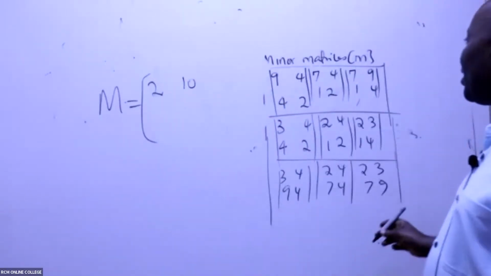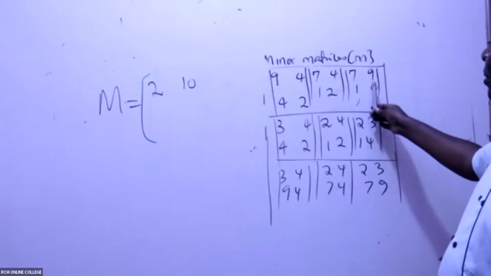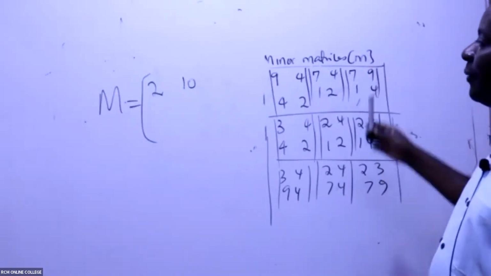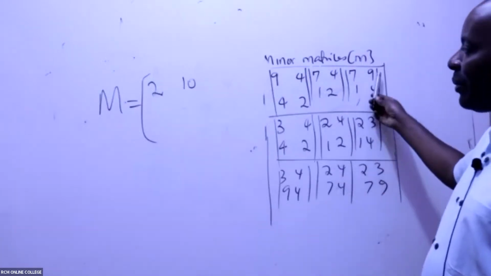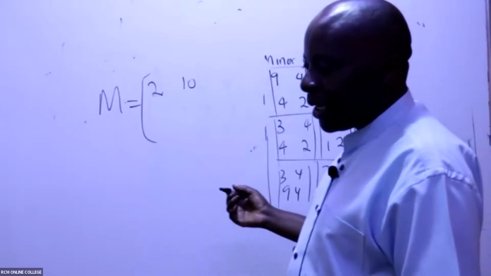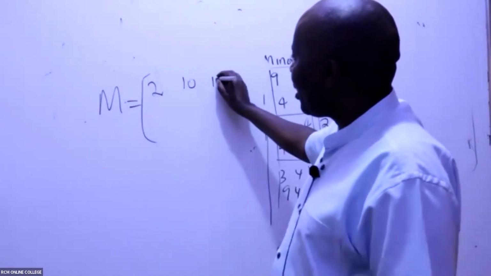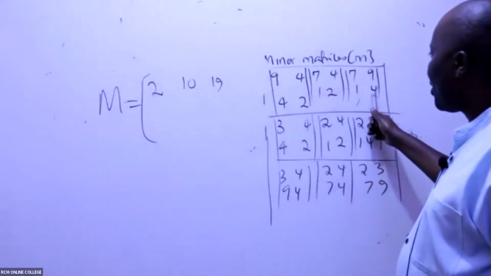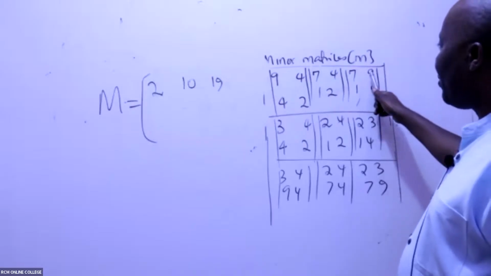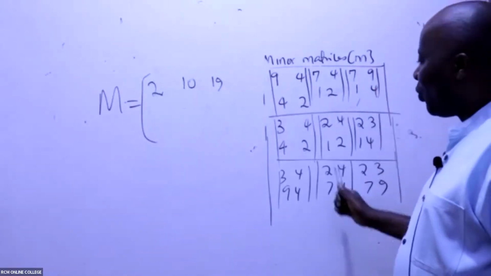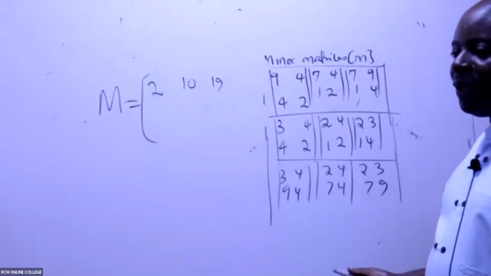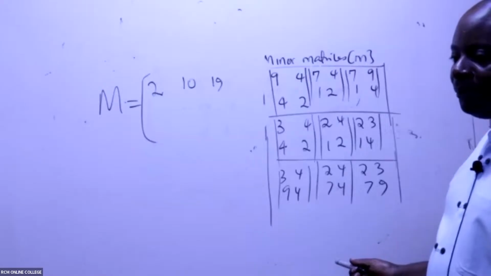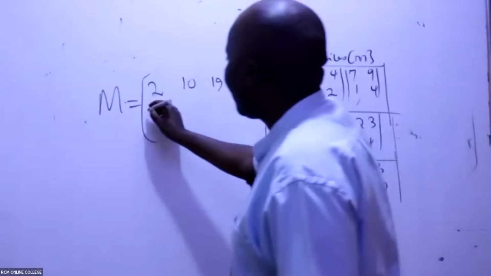From there, ladies and gentlemen, we shall take this 7 times 4 minus 1 times 9. So 7 times 4 minus 1 times 9. What figure are we getting? I'm being told 19. So 7 times 4 minus 1 times 9 is 19. We come to this other matrix here. 3 times 2 minus 4 times 4. That gives us what figure? So minus 10. Thank you very much.